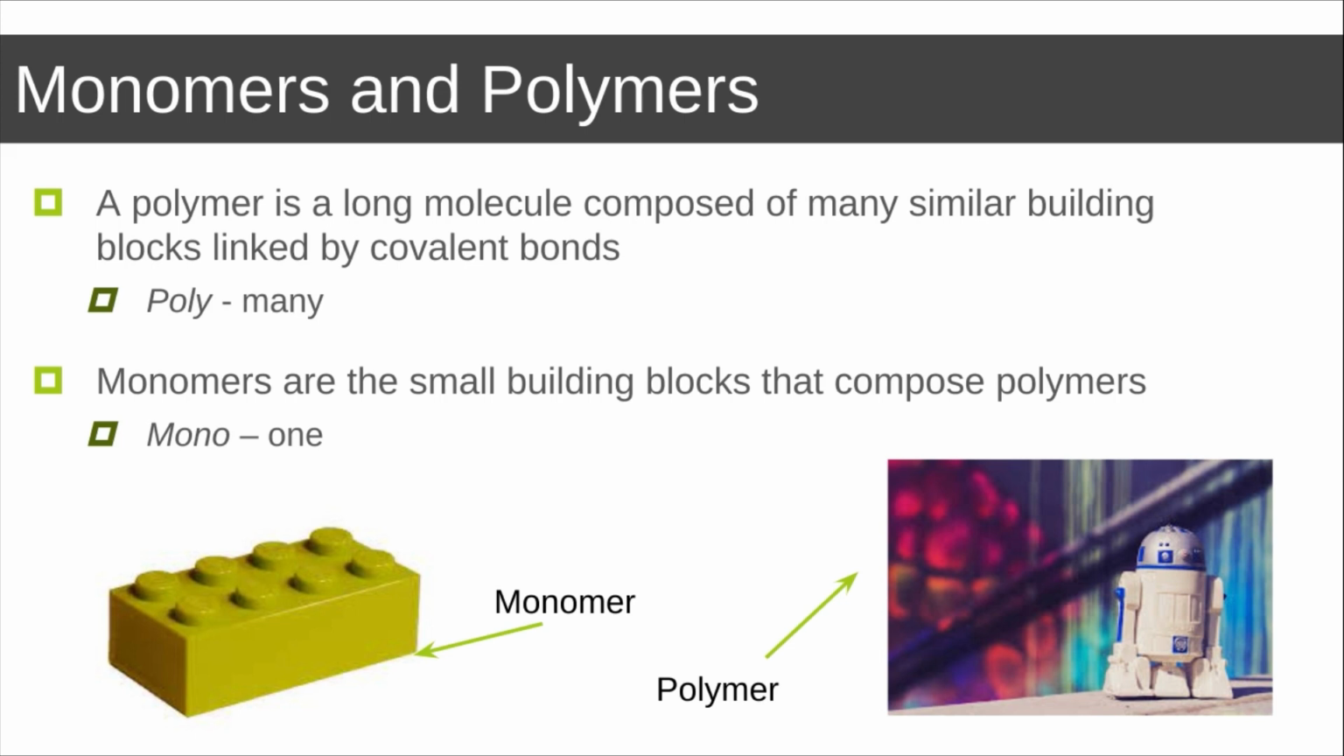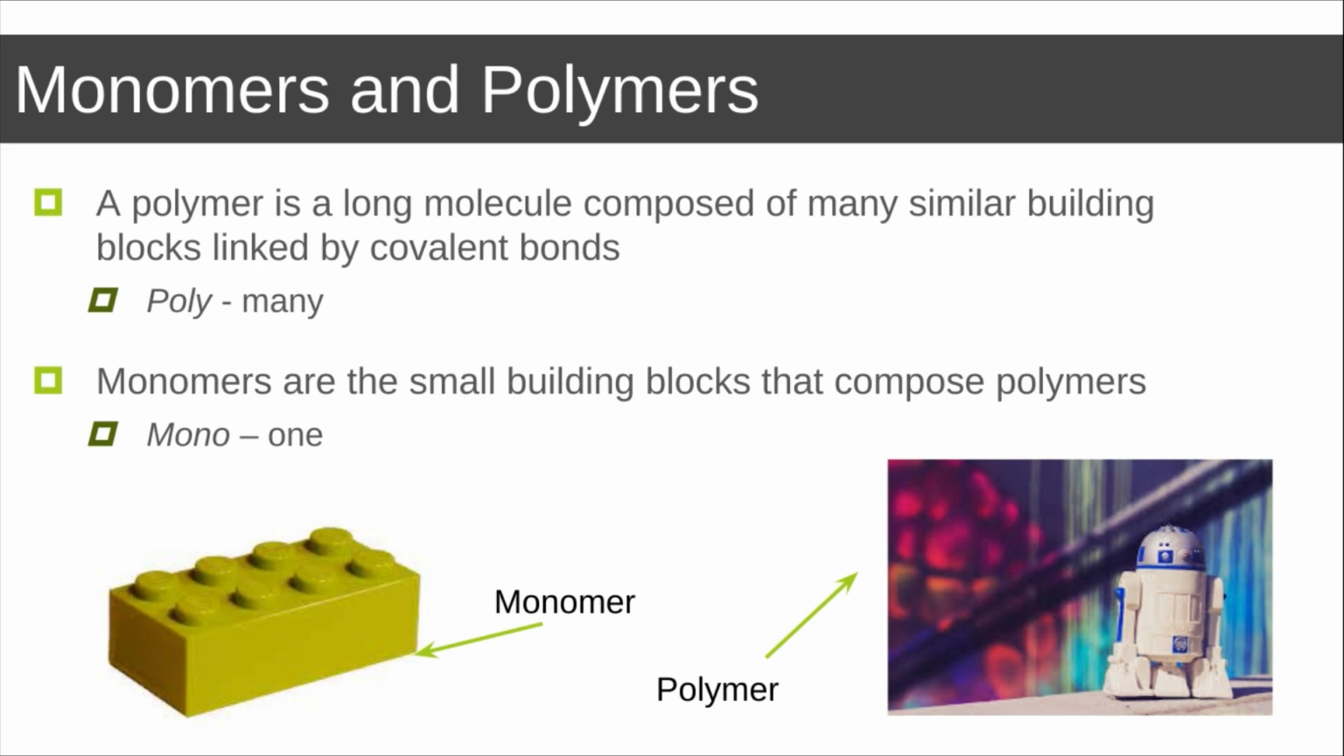Before we begin that, we need to understand what the main difference between monomers and polymers is. A polymer is a long molecule composed of many similar building blocks linked by covalent bonds, and essentially that means a whole structure that is made up of small single units. While monomers are the small building blocks that compose those polymers, and mono means one, and poly means many. So that's the difference between them.